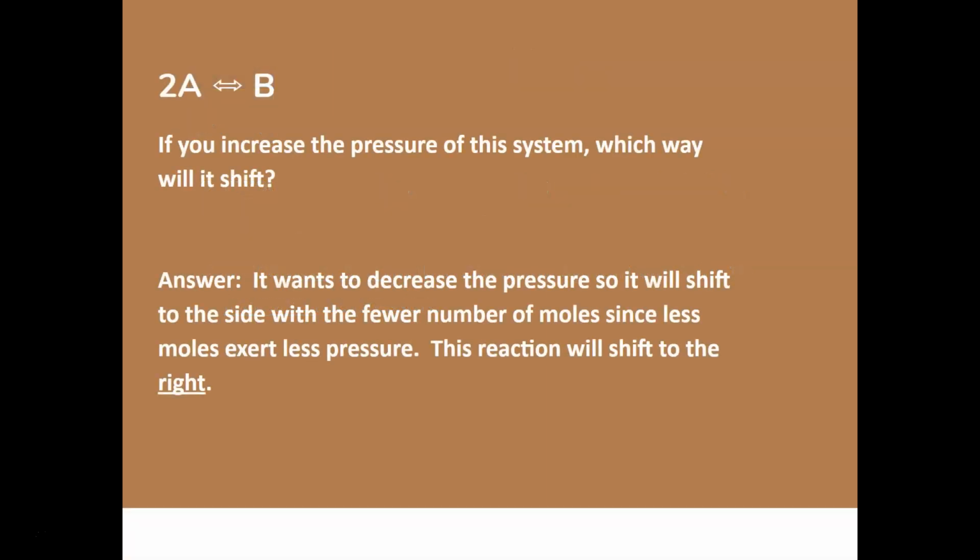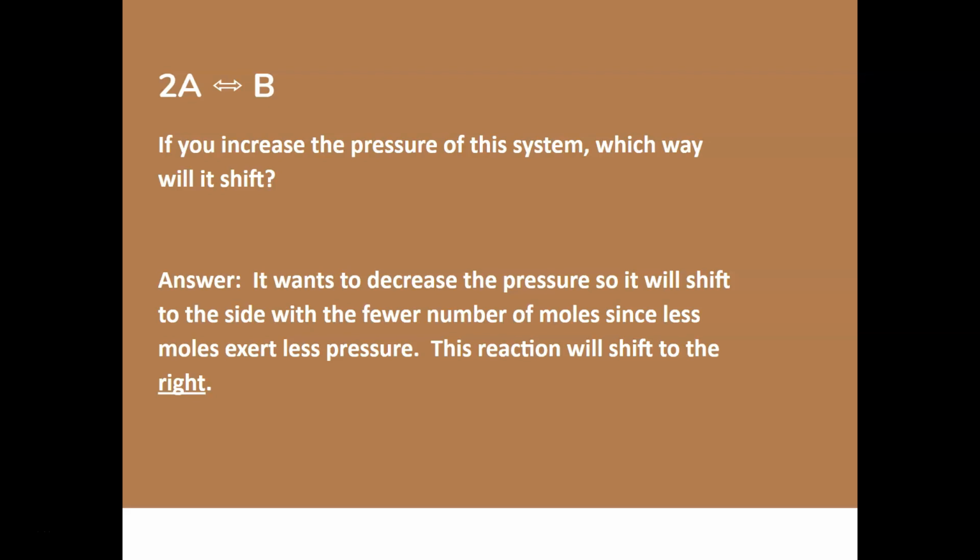So if you increase the pressure of this system, which way will it shift? So we have 2A and it's in equilibrium producing B. Well, the answer is that it will want to decrease pressure. So increasing pressure, you're going to do the opposite. It's going to decrease the pressure. So it will shift to the side with fewer number of moles. That's the kind of key thing for pressure, is that it will shift to the side that has fewer moles of gas.